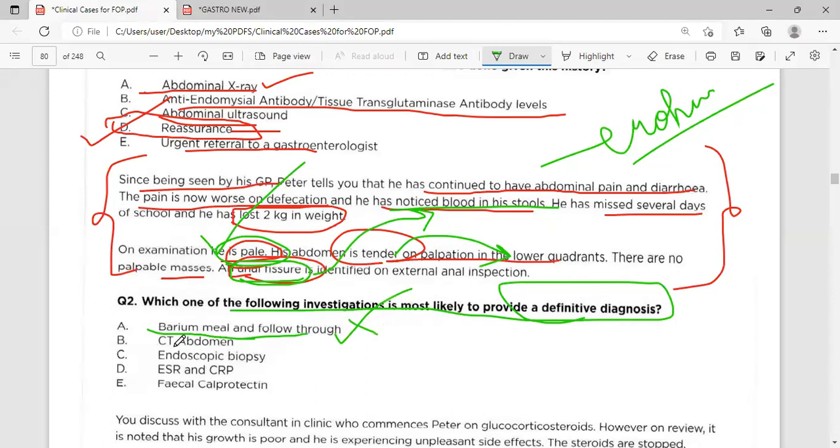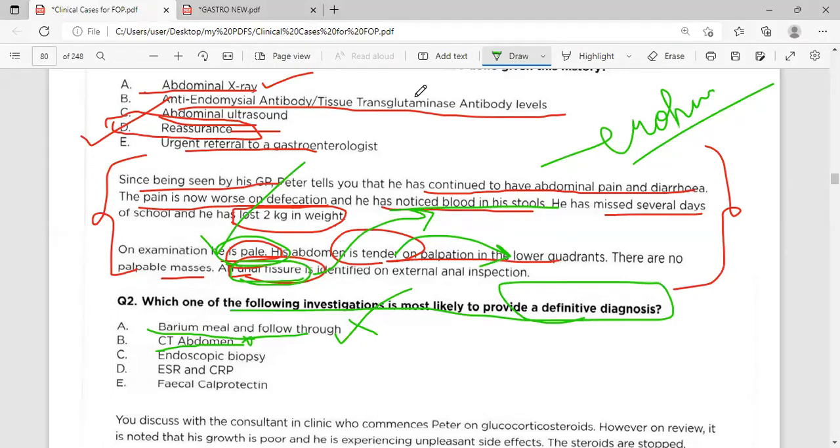CT abdomen. CT abdomen can actually tell us that there has been some issue, for example if it is causing any obstruction, but it cannot identify the specific pathology. And in our case, we do not have any features of obstruction. So in this case, CT abdomen is not going to give us any finding.